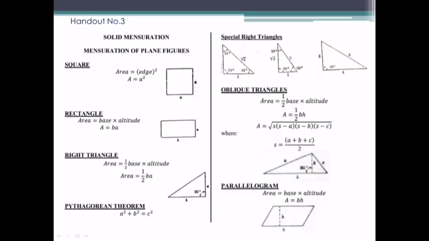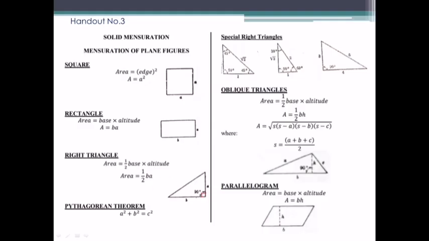We have also a right triangle. When we say right triangle, it has one angle that is 90 degrees. So we have area 1/2 base times the height or times the altitude, that is 1/2 BA.